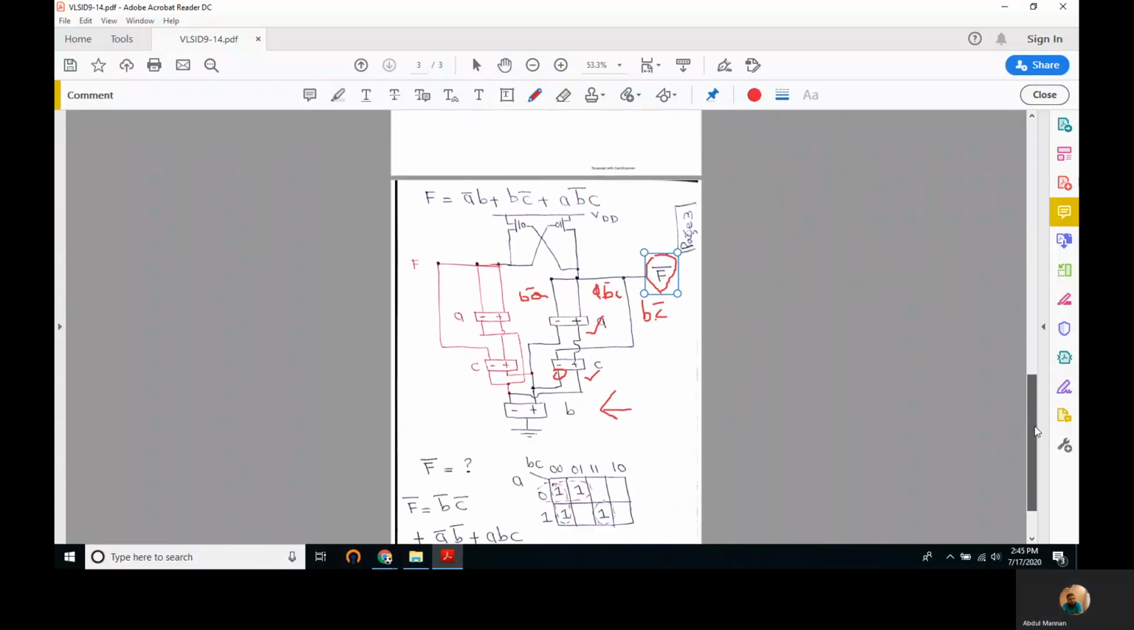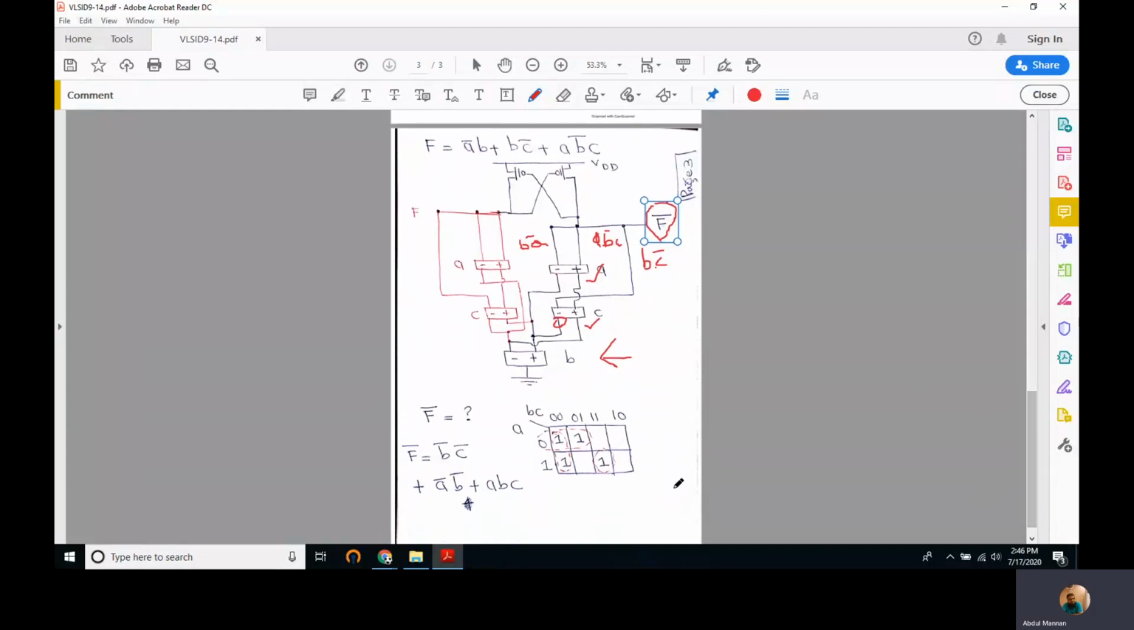And in the same way, we can implement its complement. If it is F bar, this must be F. So with this red color, I have implemented F. But to find out the expression for F, we have to develop an expression for the complement of F.